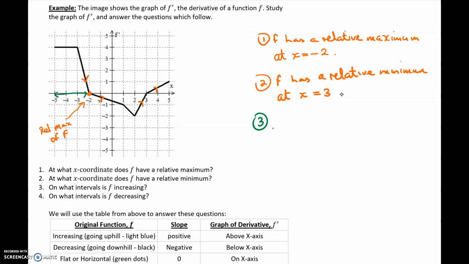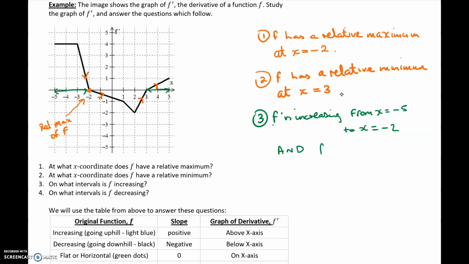So we can say f is increasing from x equals -5 to x equals -2, and it happens over here again from x equals 3 to x equals 5. In this section here, it's above the x-axis as well. From x equals 3 to x equals 5.